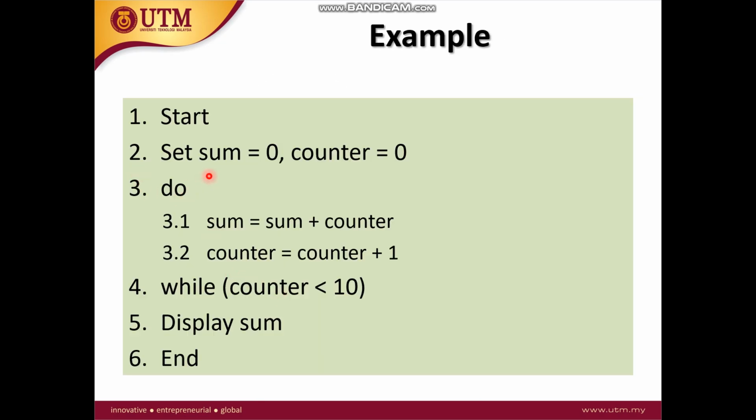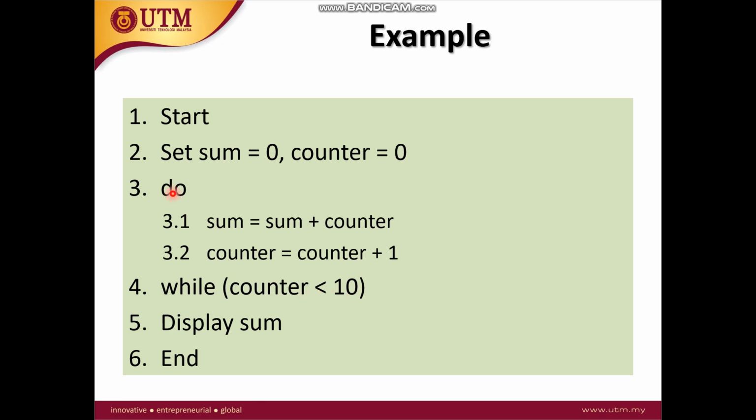Here is the previous example. Sum is 0, counter is 0. Do this statement: sum equals sum plus counter. The new sum equals the old sum, which was 0, plus counter, which is 0. So the sum is 0, and the counter is incremented by 1. While counter is less than 10: 1 is less than 10.